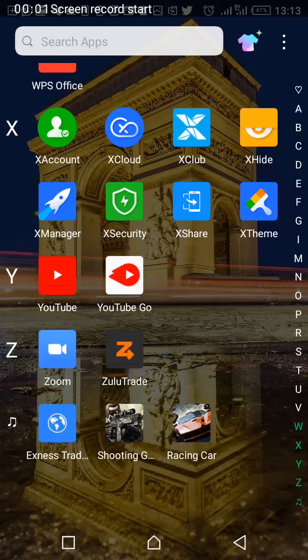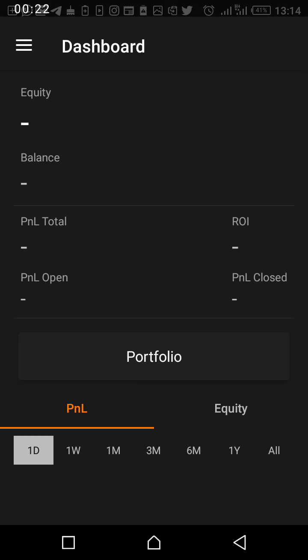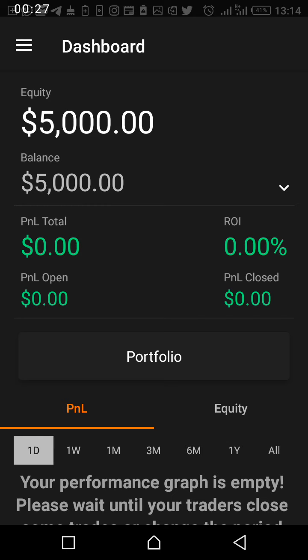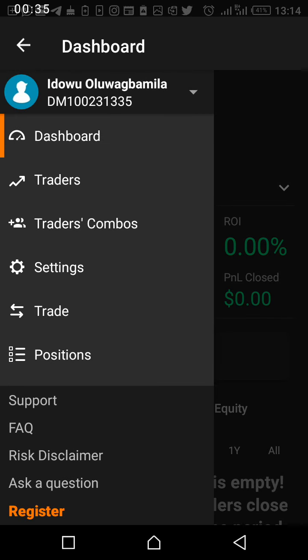Okay. So go to Google Play Store or the Apple Store and download Zulu Trade. So here is Zulu Trade. You get to see the first page, which is your login page. However, after you've logged in, you get to see this dashboard. So click on this. You have quite a number of things to interact with.